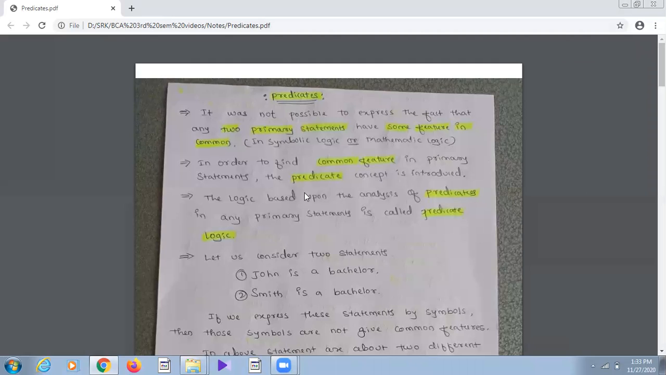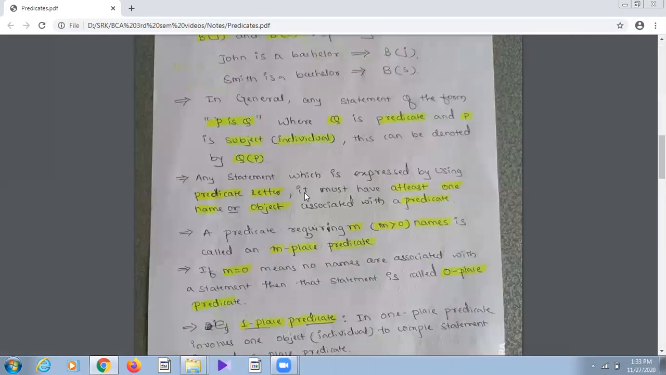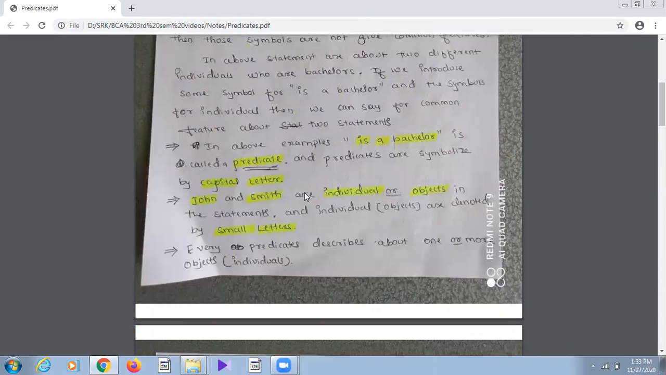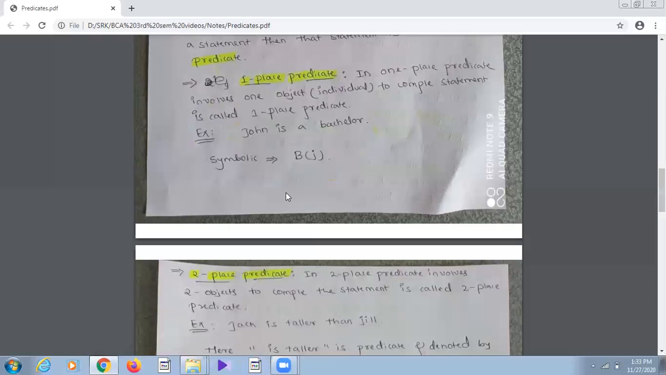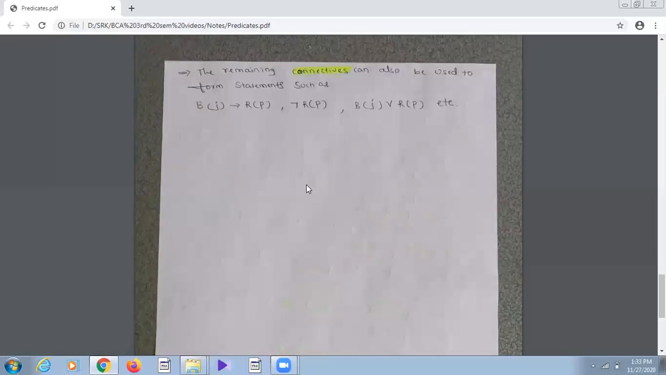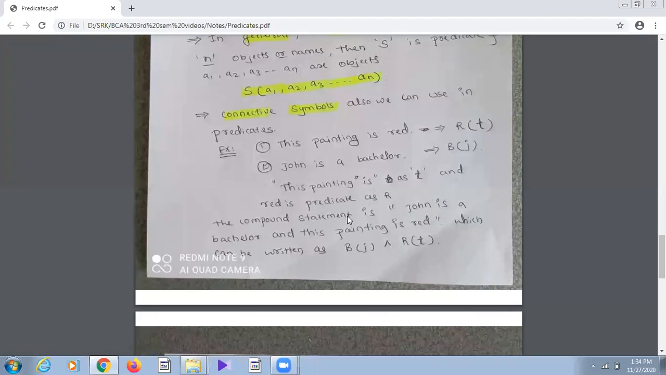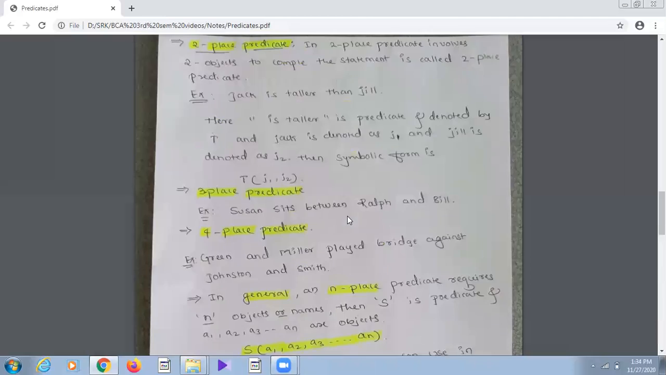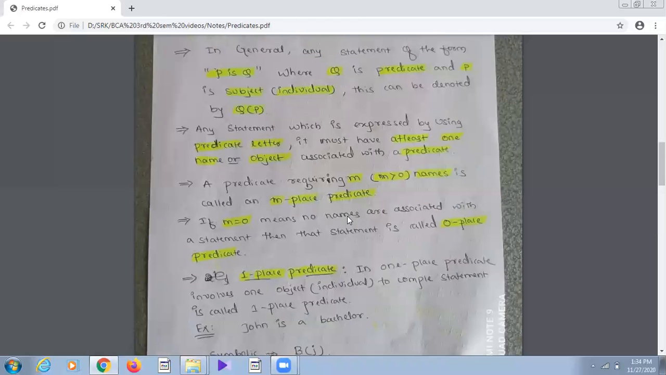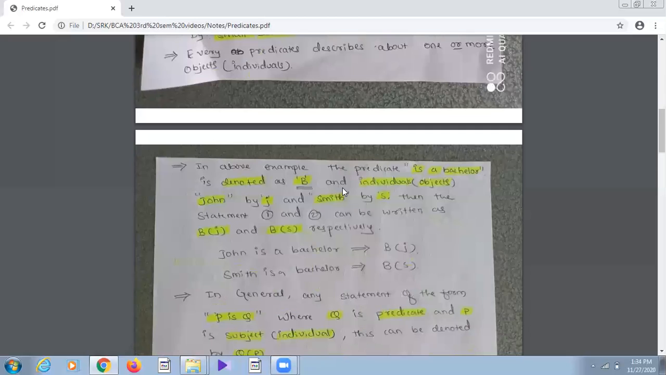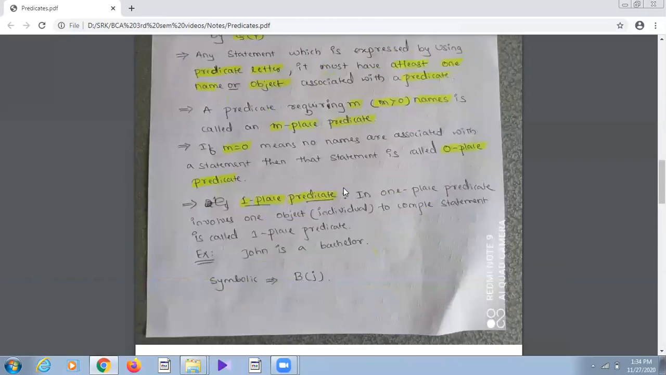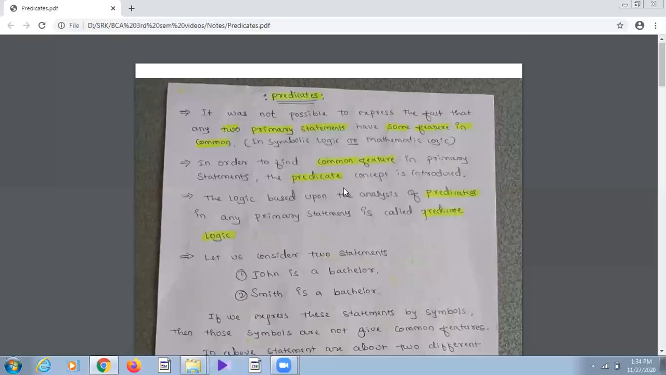So this is theory. You only have to remember the concept: why we use the predicate, what the predicate is, and how to use it. Predicates and individuals, their symbolization and general form, and how we use them with connectives. This has to be remembered, and it is very simple. In the exam they may ask a theory question of 2 marks. So remember this concept.